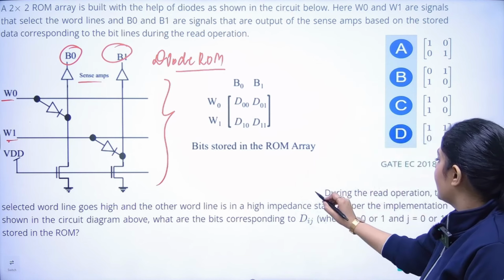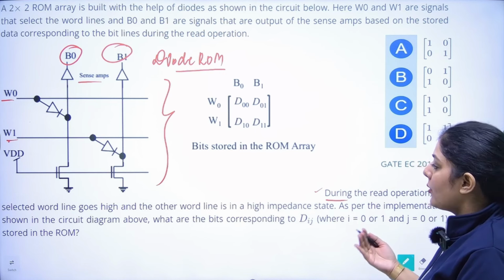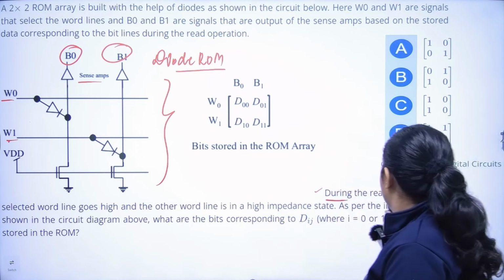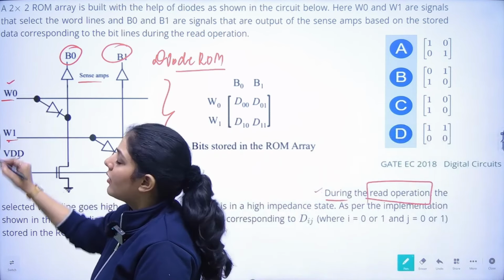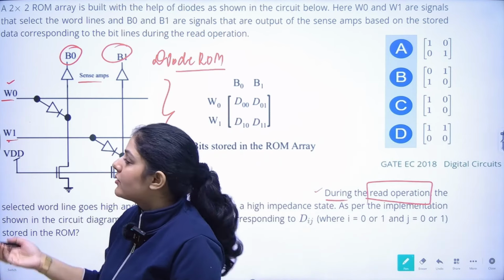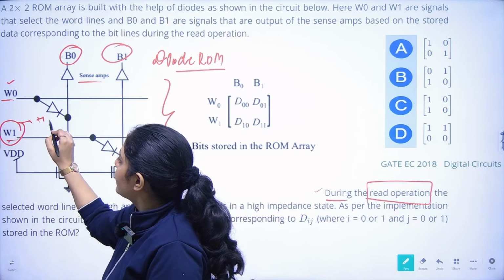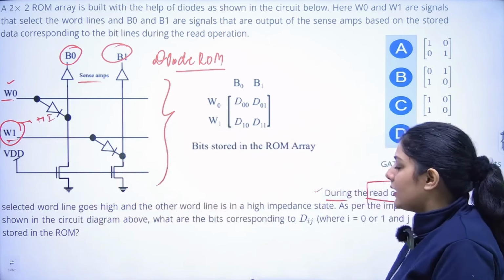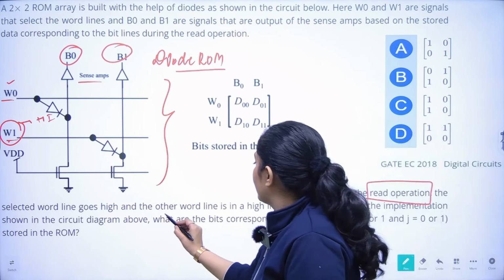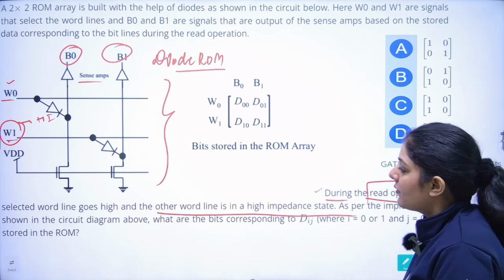Now the question is asking that during the read operation, the selected word line goes high and the other word line goes into high impedance state. So whenever we are doing the read operation on W0, we will consider it, and the other one will go into high impedance state. That means we should just ignore that. This is as per the implementation shown in the figure.